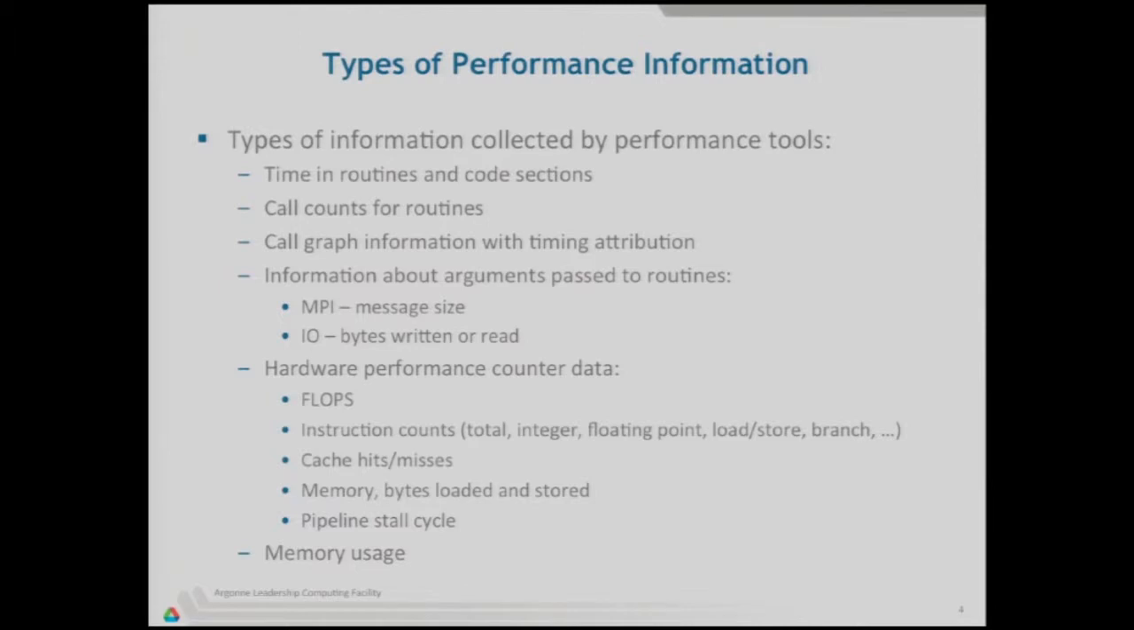Different tools collect different types of information. Now the most basic information you get out of a tool is how much time your code is spending in different segments. Usually this is on a function level. So that's often the first thing you want to look at: what's the distribution of time for my code.